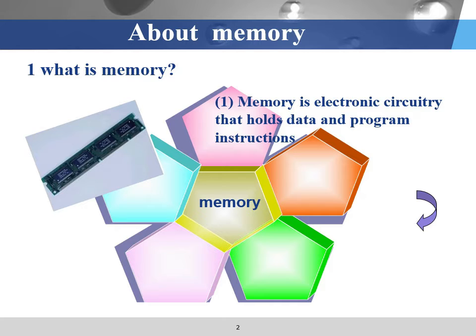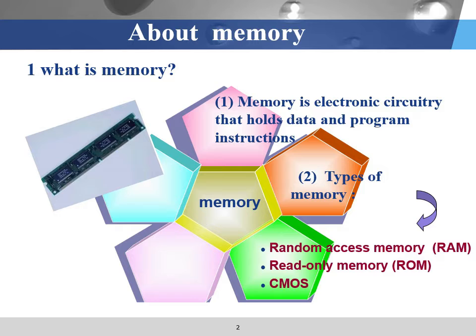But we have different types of memory. The first type is the RAM, the random access memory. It's also the main memory. The second type is called ROM, read-only memory, and the third type is CMOS.